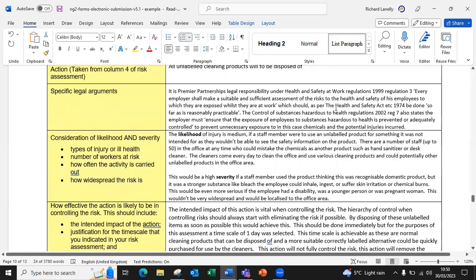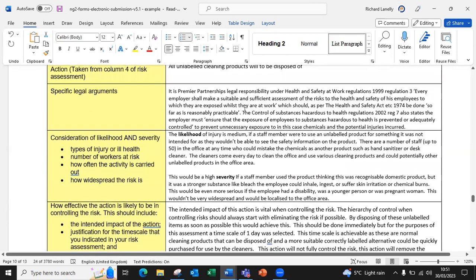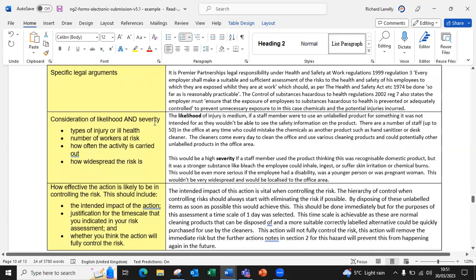Again, don't copy and paste this into your own because it'll get picked up by the software. And don't be just copy and pasting straight from a website either. You've got to put it into your own words.